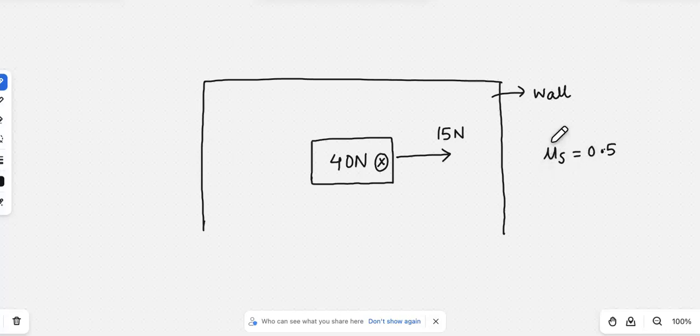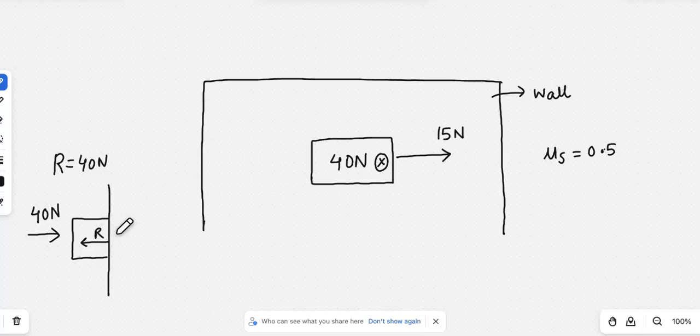So let's do that. Let's first ask ourselves the question whether this block will move or not. So here the normal reaction between the block and the wall is 40 Newton. If I look at the block sideways, the inside force, the pressing force is the 40 Newton, and there will be a normal reaction on the block since the block is not moving in this right direction or any left direction. Then the normal reaction will become 40 Newton.